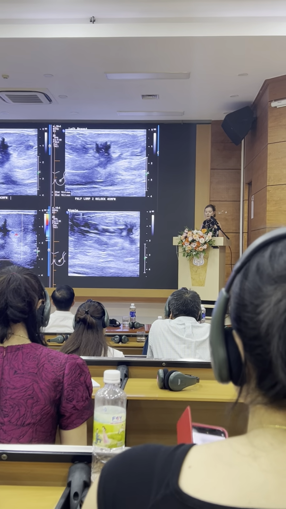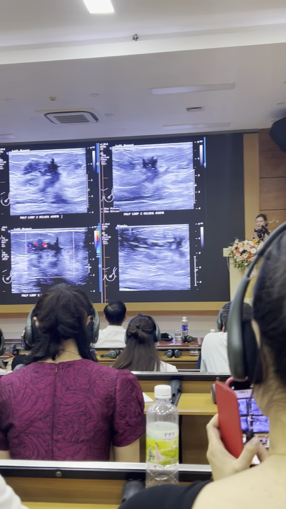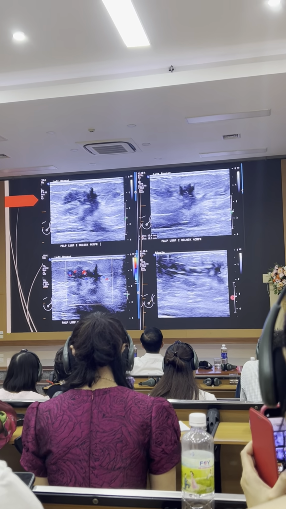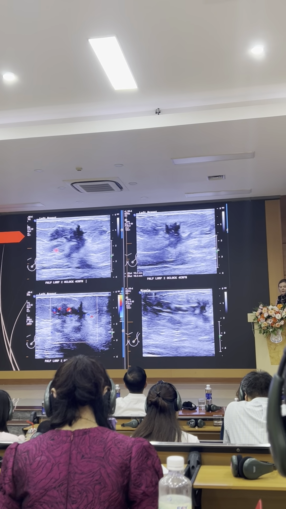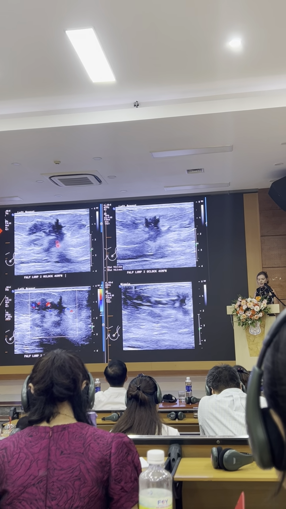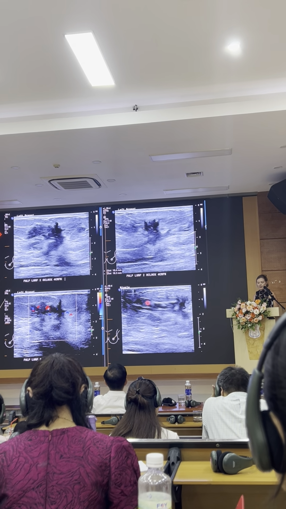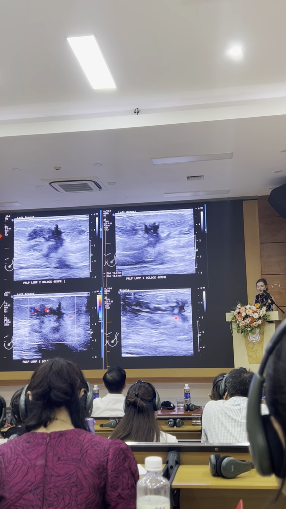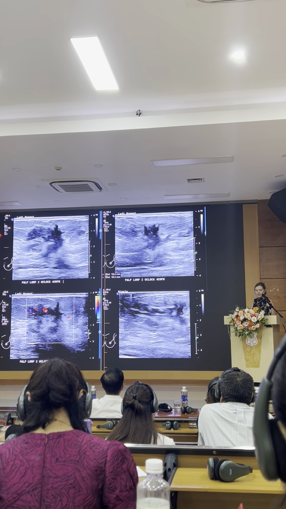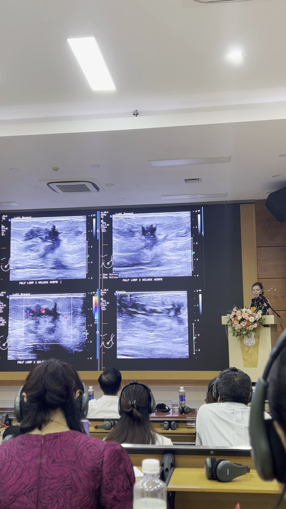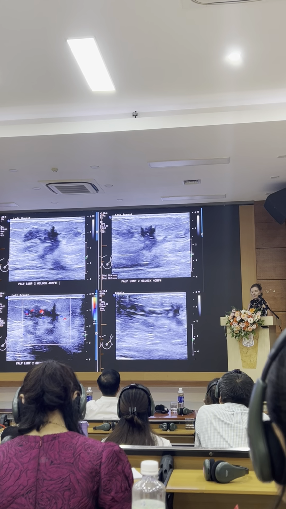And this is what it looked like on ultrasound. She had this irregular spiculated mass with surrounding hypoechoic tissue, which was also suspicious. So that was the mass we could see. That's the mass again, and that's the nipple. And this hypoechoic tissue extended all the way to the base of the nipple. That was biopsy-proven invasive ductal carcinoma.